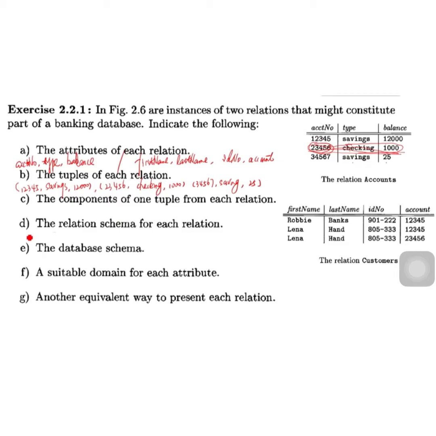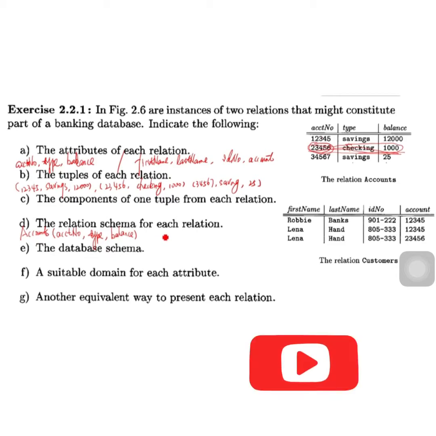Now D, the relation schema for each relation. We write a relation schema like this: relation name, and then attribute names, with commas to separate each attribute. Okay, this is the schema of accounts. And now customers: relation name, attribute names.